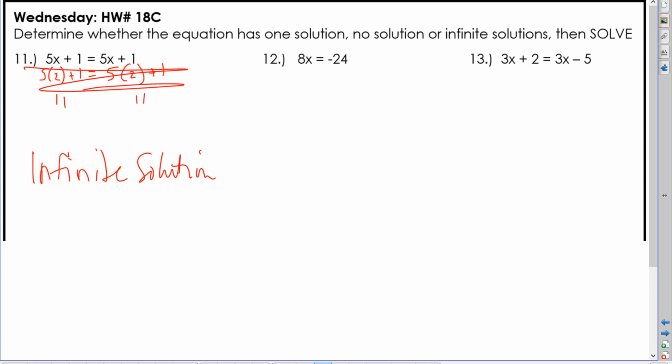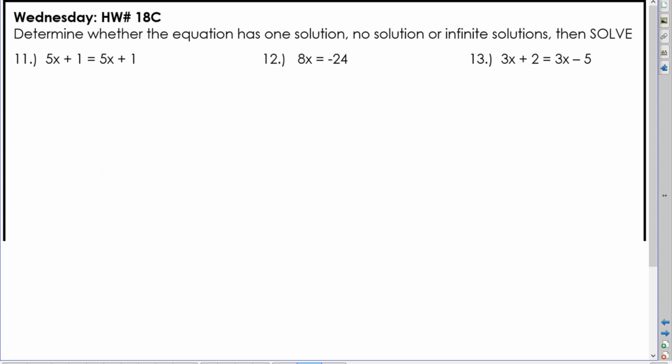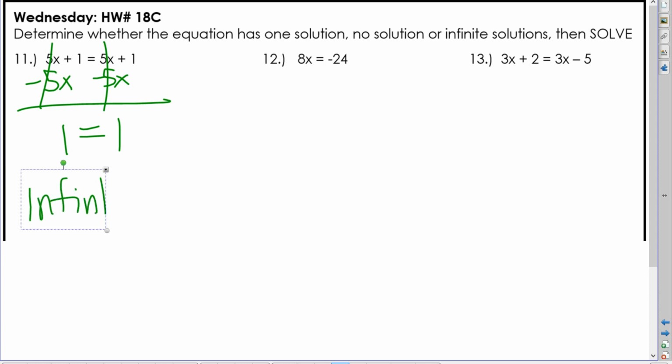And if I plugged in some different number here, right, let's say I plugged in a negative 3. 5 times negative 3 plus 1, and 5 times negative 3 plus 1. Negative 15 plus 1 is negative 14, and look, every single time I get a true statement in the end, right? And that can be proved here by when you are solving. If you were to subtract 5x from both sides to isolate your variable, you will notice that the variable actually disappears on you. Negative 5x on both sides, and then I get this true statement. That's why the answer is infinite solutions.